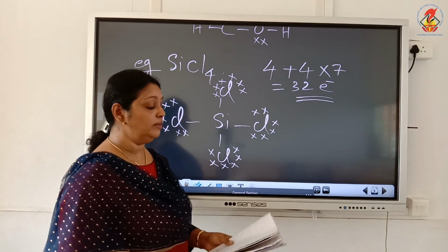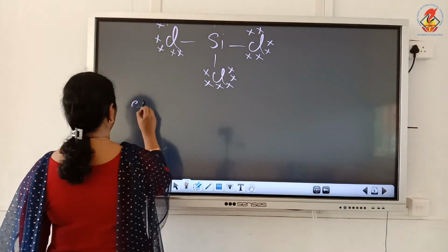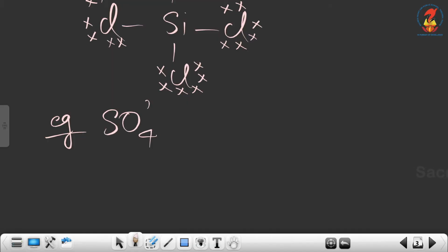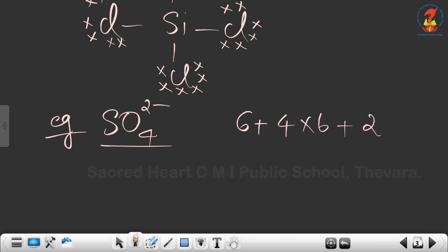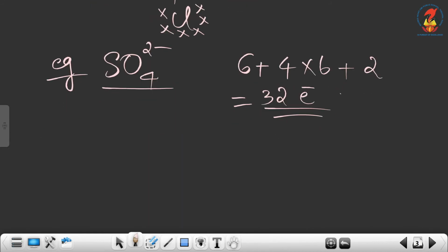Now we have one more compound, that is sulfate ion. The last example is sulfate ion. Sulfate ion formula is SO4 2 minus. Now let's calculate the total number of electrons. Sulfur is 6, plus 4 oxygen atoms into 6, and for the 2 minus charge we have to add 2 electrons. So 6 fours are 24, 24 plus 6 is 30, plus 2 will be 32 electrons.